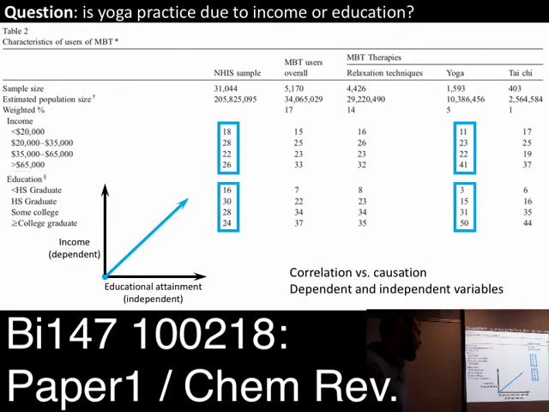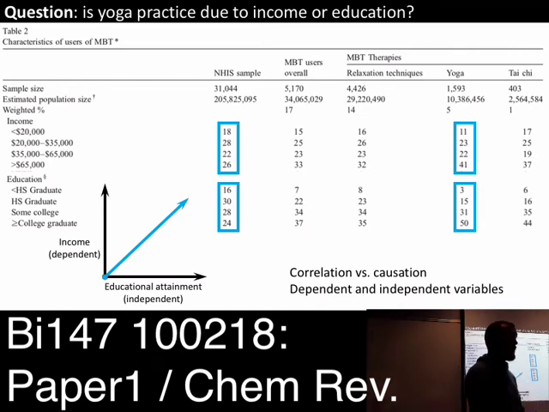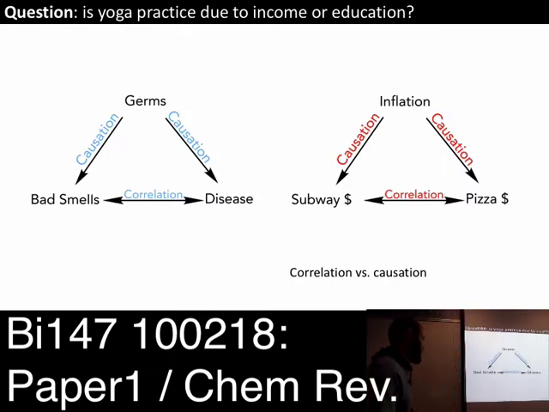Okay, so this requires us to talk about correlation and causation. Things being correlated does not mean that one causes the other. All right, so you guys have all heard this, right? Have you in high school? Maybe not. It's important to understand. So, for example, germs cause bad smells, cause disease, but bad smells don't cause disease. They're correlated, but they don't go hand in hand.